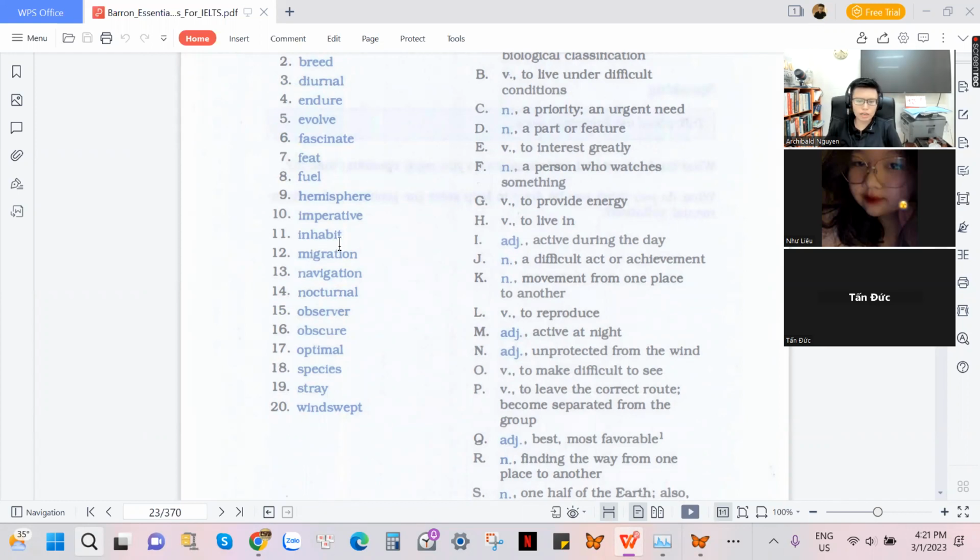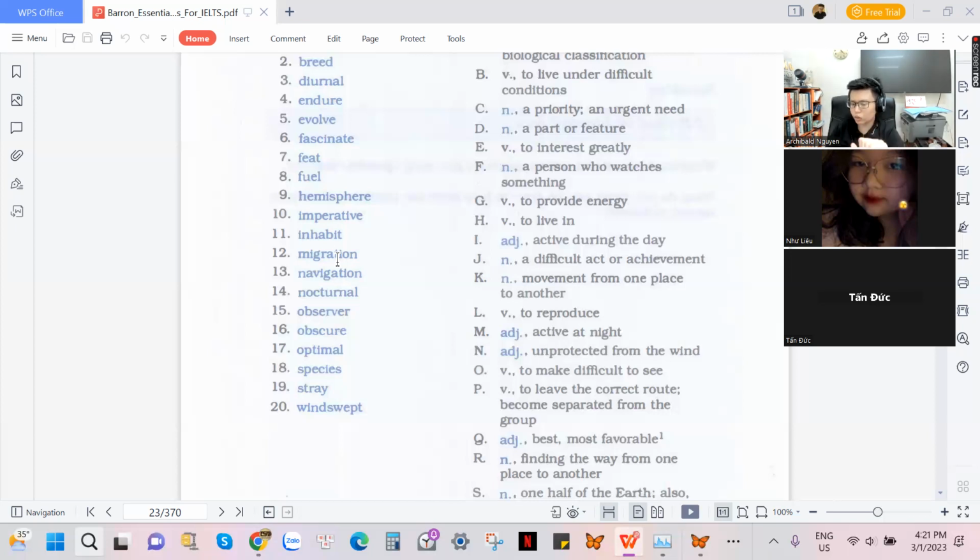Here we have the word inhabit. Habit is about the thing that you usually do during a day or in a week or in a month or in a year. But right here, they use the word inhabit. It is nothing about the word habit anymore. Inhabit and habit are unrelated to each other.